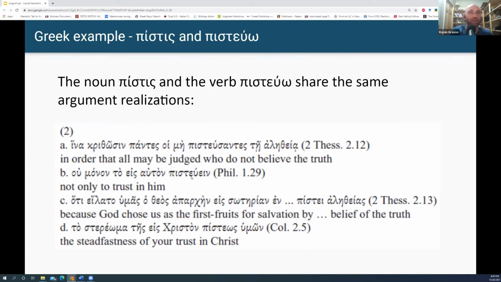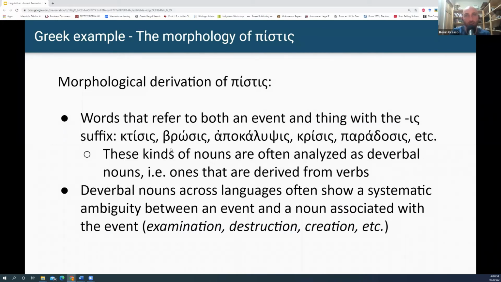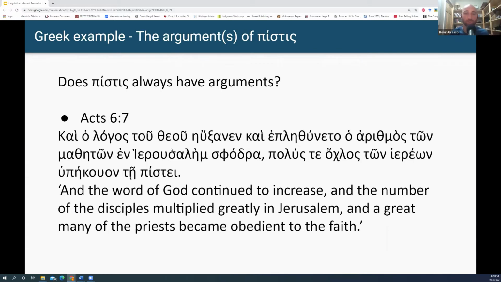Then you have here the verb with the infinitive, eis auton pisteuein. And then here you have the same exact structure, eis Christon pistis humon. So you have eis and then a person, eis and then a person. Here you have the noun, here you have the verb. Okay. So that tells us that it's probably something like ktisis, brosis, apokalupsis, all these words that can refer either to, or that share something in common with, the verb.